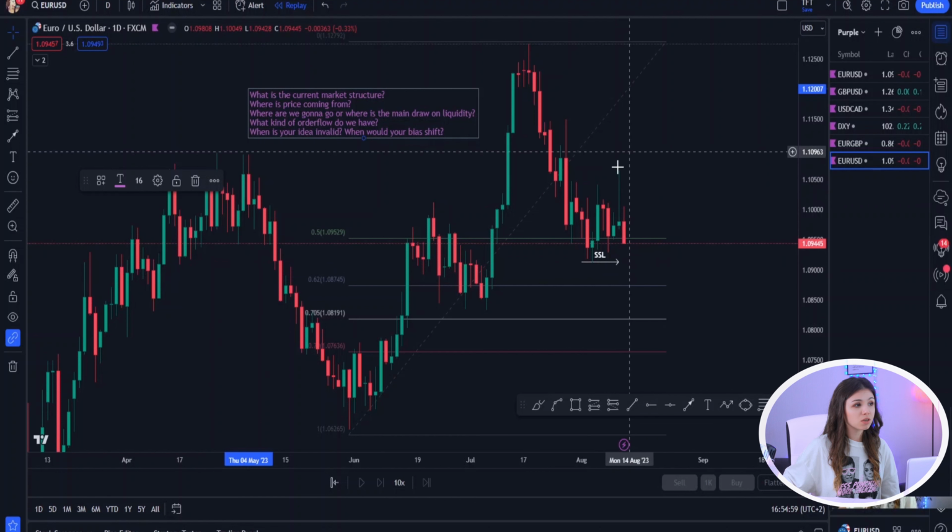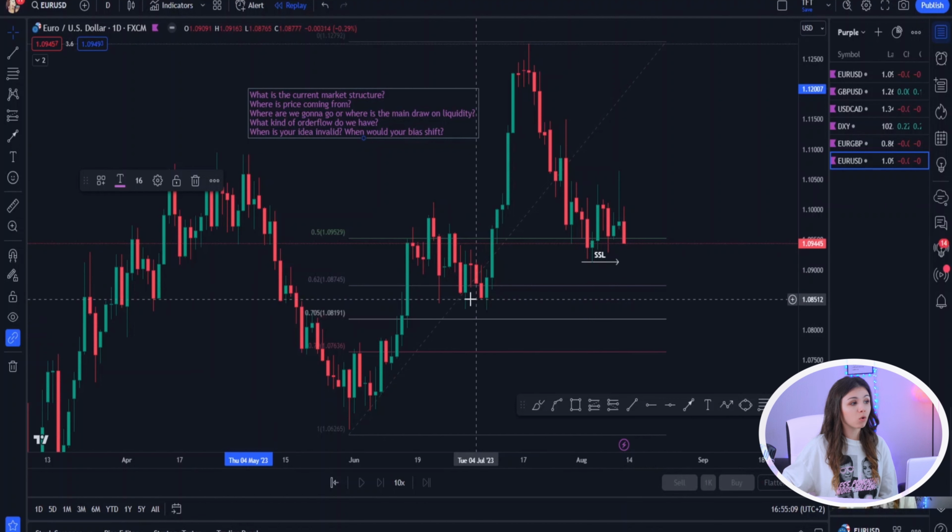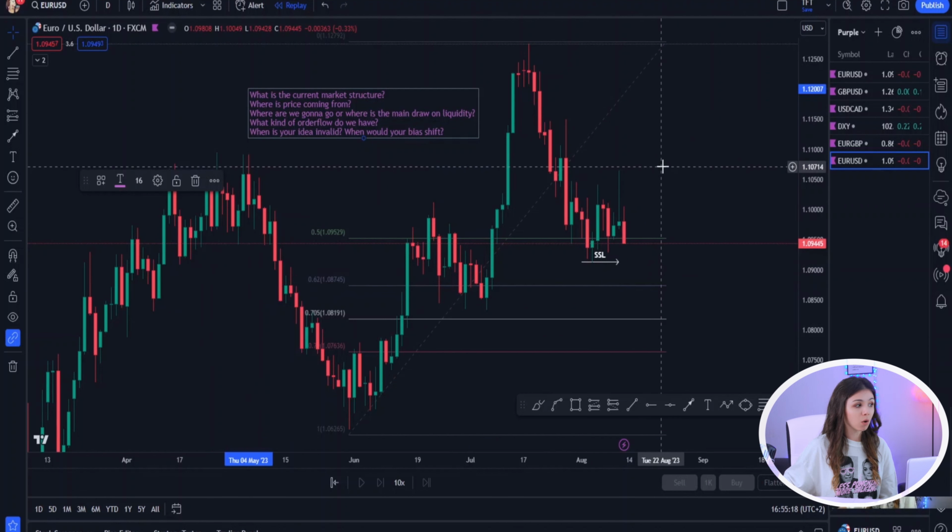I would like to see this high broken on the upside for my bias to shift bullish. Or you can of course look at the order flow on a lower time frame when price reaches this level, and that way determine if you want to start going long. But currently, if price breaks on the downside, then I would like to see this high broken on the upside for me to be bullish.